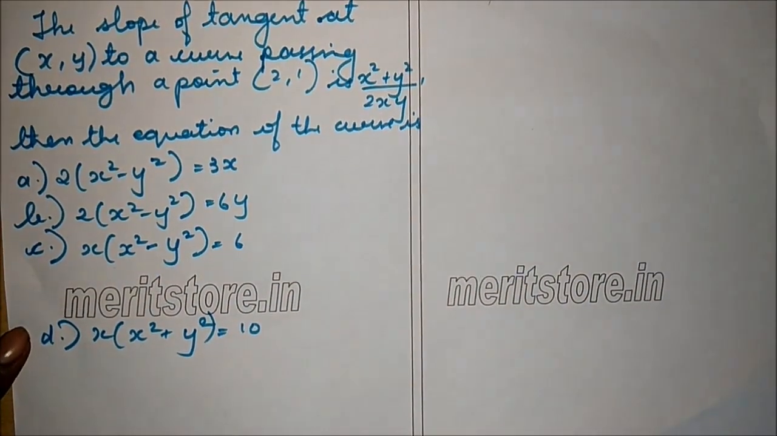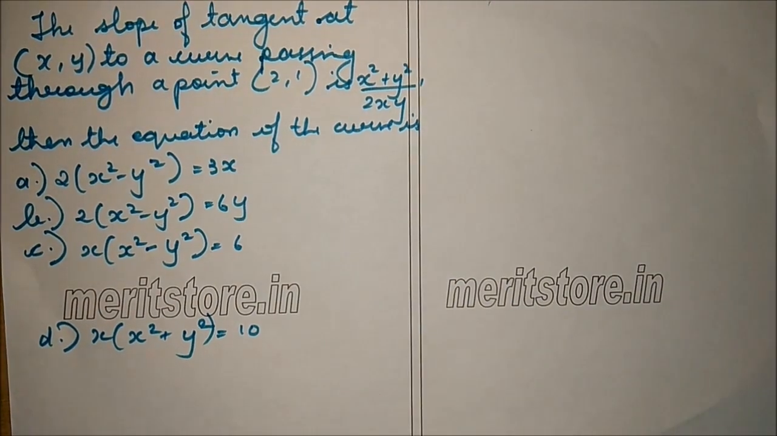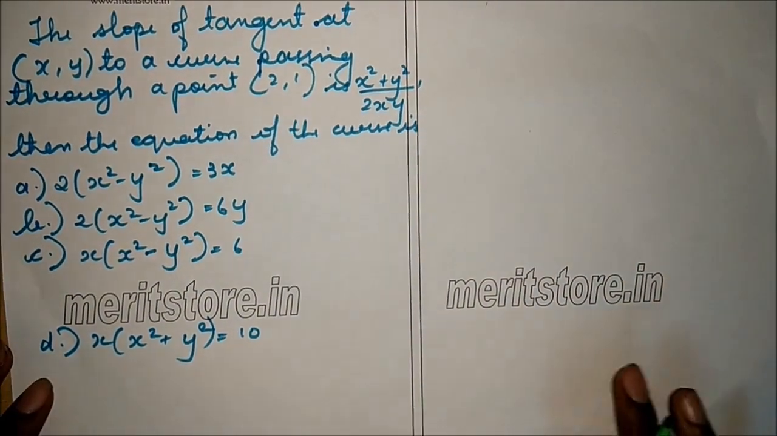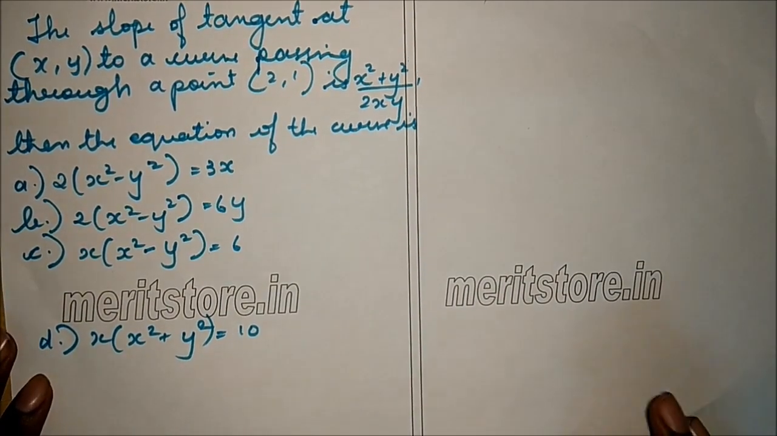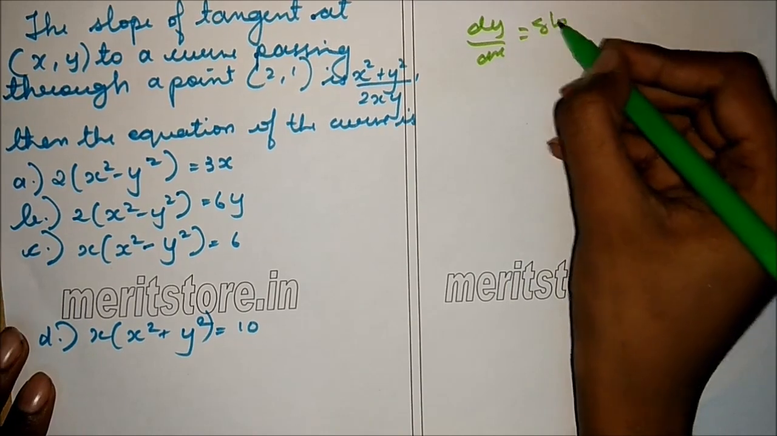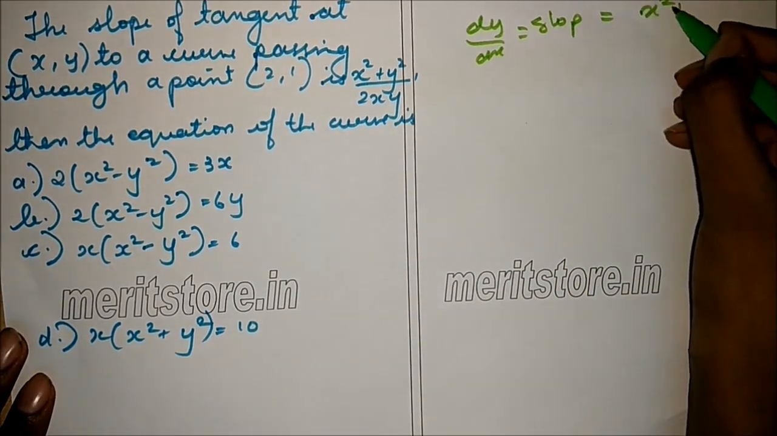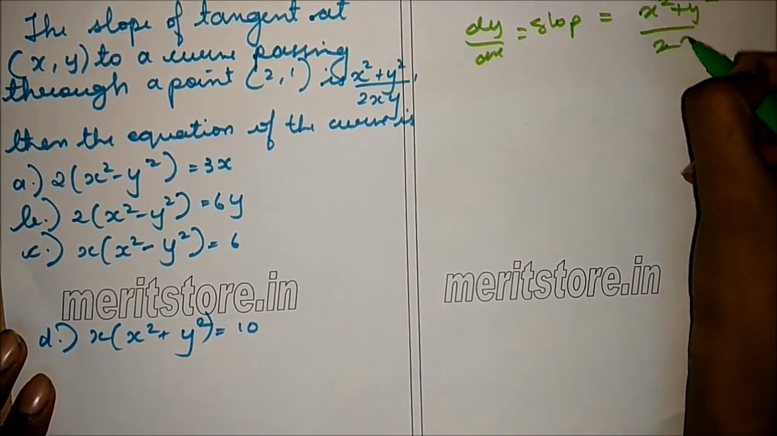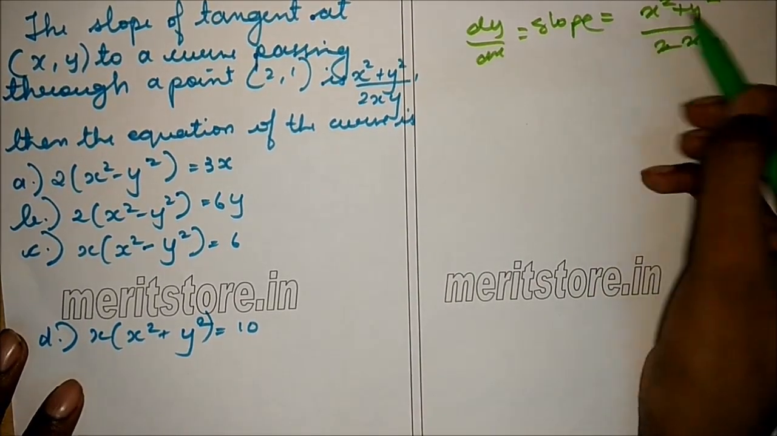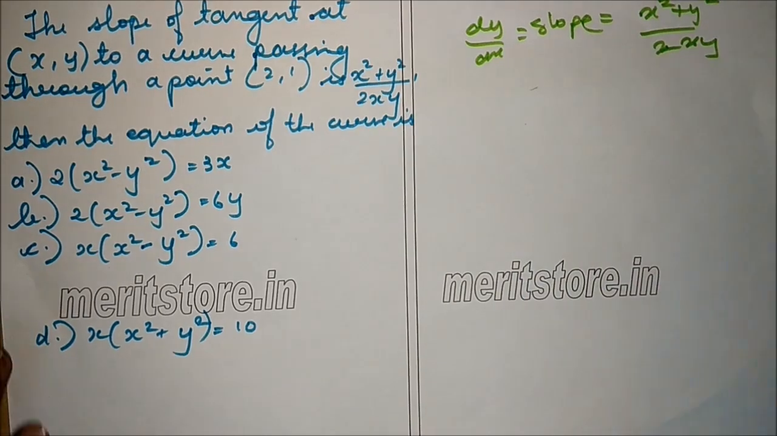The slope of tangent at x comma y to a curve passing through the point 2 comma 1 is x square plus y square divided by 2xy. Then the equation of the curve is, what is given is dy by dx, which is slope, is equal to x square plus y square by 2xy. So the slope is given, we have to find the equation of the curve.